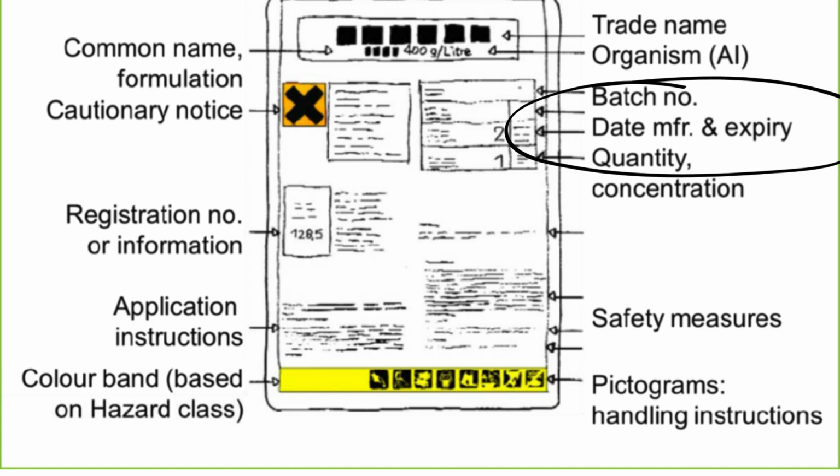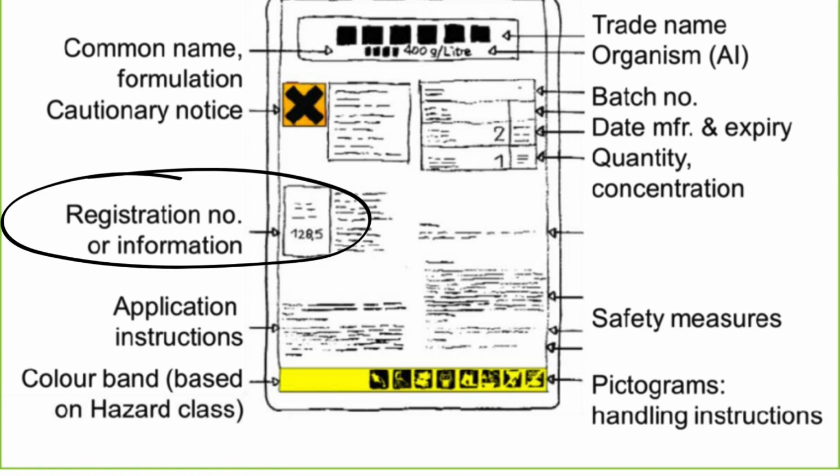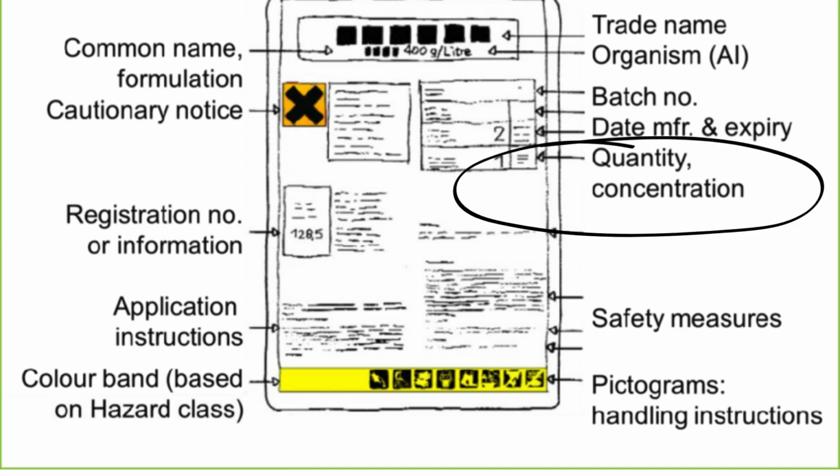You'll also find the manufacturer's contact information on the label. If you have questions or run into issues, this is who you call. Look for the EPA registration number too. This confirms the product is approved for use and meets safety standards. And finally, the net contents tell you how much pesticide is in the container. This helps you calculate how much you'll need for your fields.